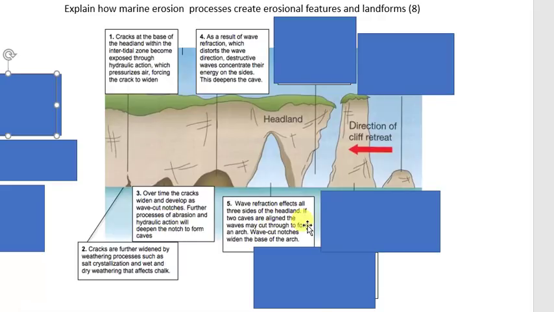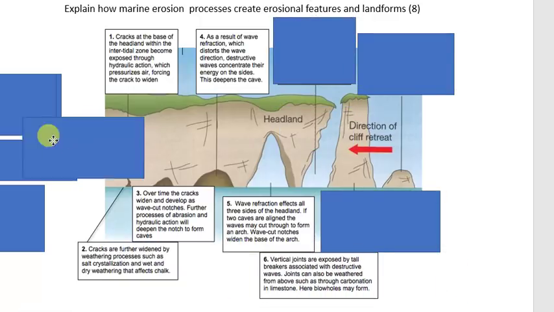Because of wave refraction, the headland's affected on all three sides, and if it so happens that two caves are aligned and you erode through the headland from one side to the other, then we get an arch form. Missed step 6. 6.